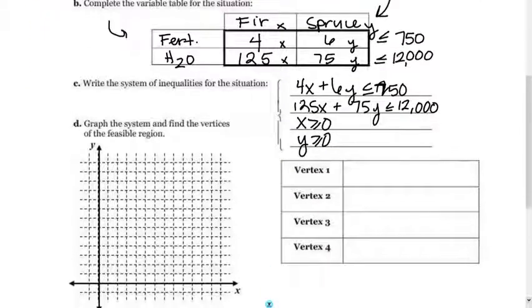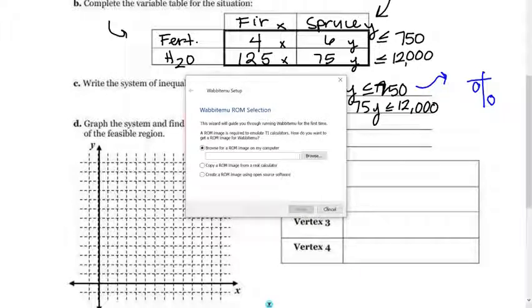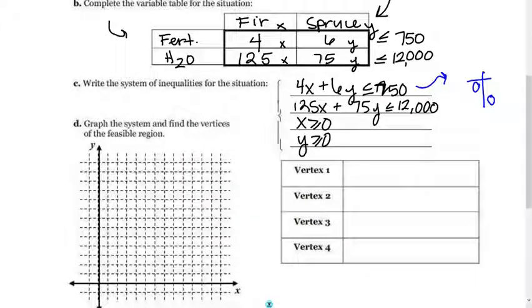So about graphing this. I like to make t-tables and find x and y intercepts because I find that this also helps me when I am finding my vertices. If I already have the x and y intercepts, it's pretty easy. So I'm going to plug in 0 for x first. So that means I'm going to take 675 and divide by, I won't do that now, 675 divided by 750. And when I do that, I got 125. When I plug in 0 for y, 750 divided by 4, which is 187.5.